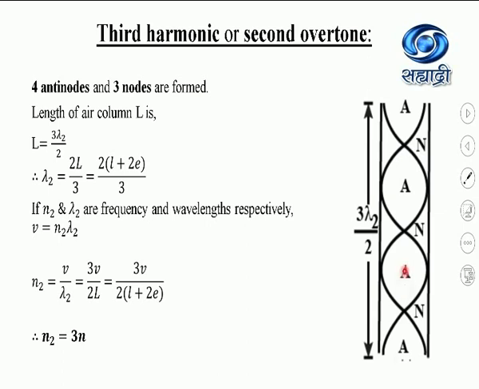Now if the air column is made to vibrate in such a way that 4 antinodes and 3 nodes are formed, then length of air column capital L is equal to 3 lambda 2 upon 2. Again here, how do we get this 3 lambda 2 upon 2? So we can say if N2 and lambda 2 are the frequency and wavelength respectively of the air column, then wavelength from this point to this point is lambda 2 upon 4. From this to this, wavelength is lambda 2 upon 2.